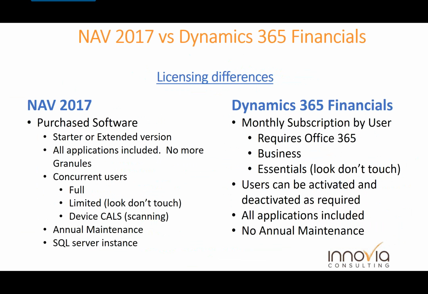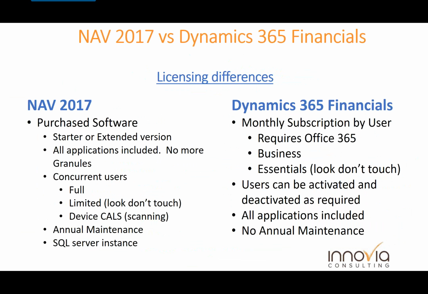Unlike 2017, where you buy a user and they're fully on all the time, like you talked about in 365 Financials, users can be activated and deactivated as necessary. So if somebody leaves, I can deactivate them. I've only paid for the month that they're finishing out. And if I've got people in there as temps, I can set them up, do it, and then shut them down in a month or two when I'm not using them anymore. So there's a savings involved there also. Again, all the applications are included. There is no difference between Starter and Extended. You get everything when you log on as a user. And because it's a monthly subscription, there's no annual maintenance.